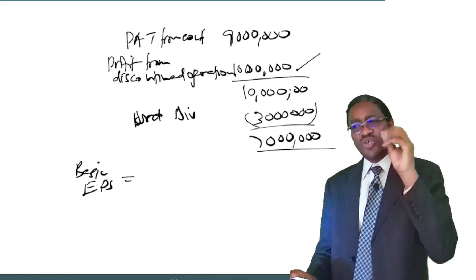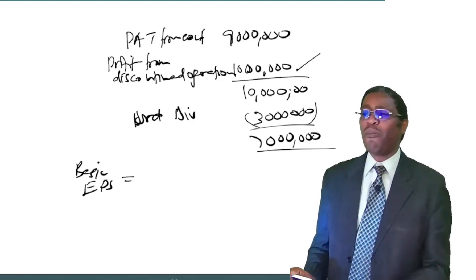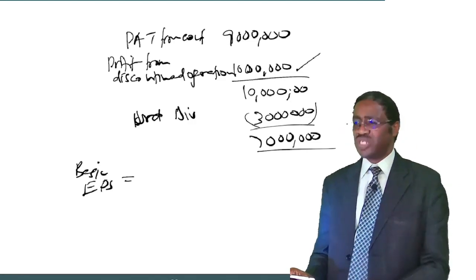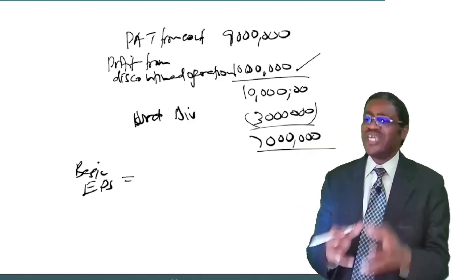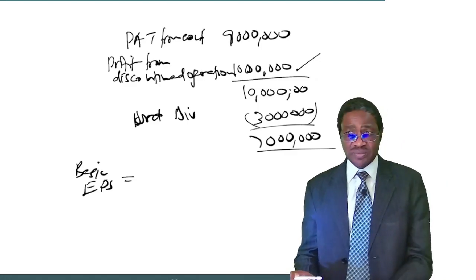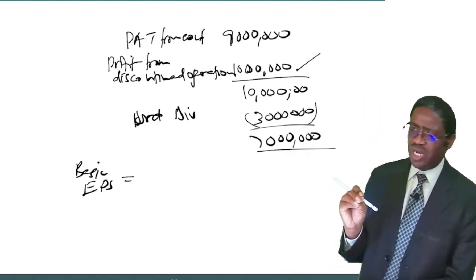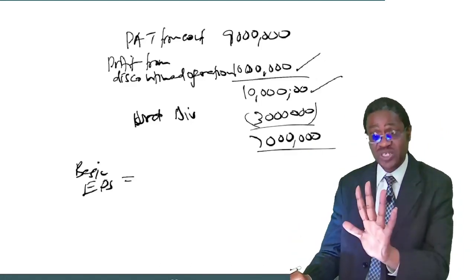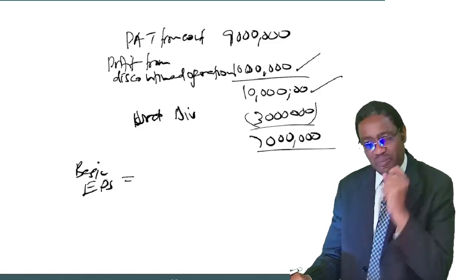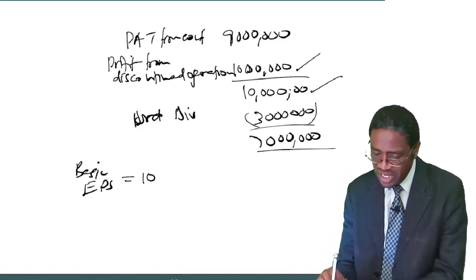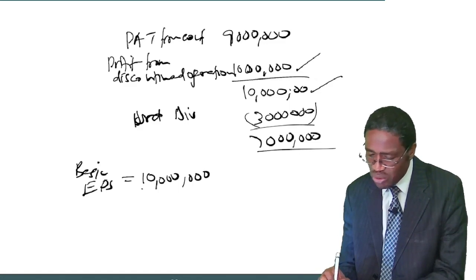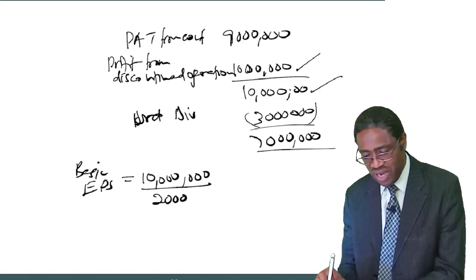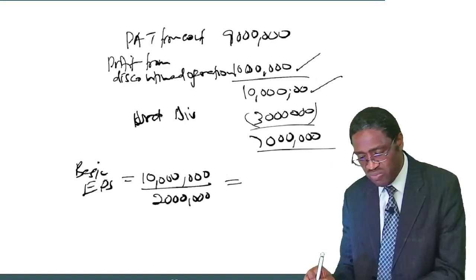But this year, you discontinued one of your operations, either a branch or a subsidiary. But before you discontinued it, it gave you a profit of 1 million. So the true profit of your company this particular year is 10 million. That is the true profit earned. So when computing the basic earnings per share, I take the 10 million earnings attributable to the ordinary shareholders and divide that by the weighted average number of shares, 2 million. And that will give me 5 shillings.